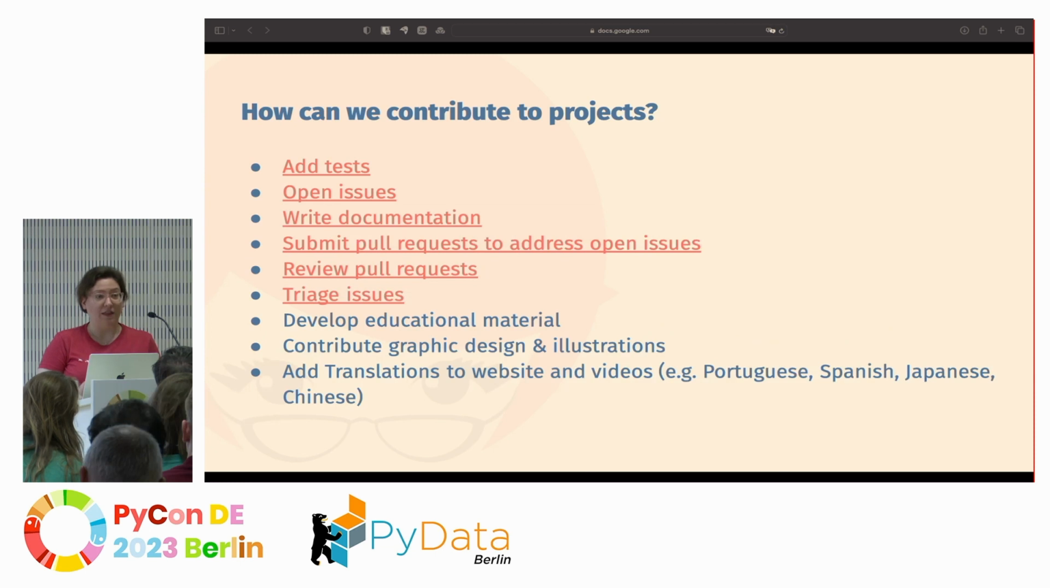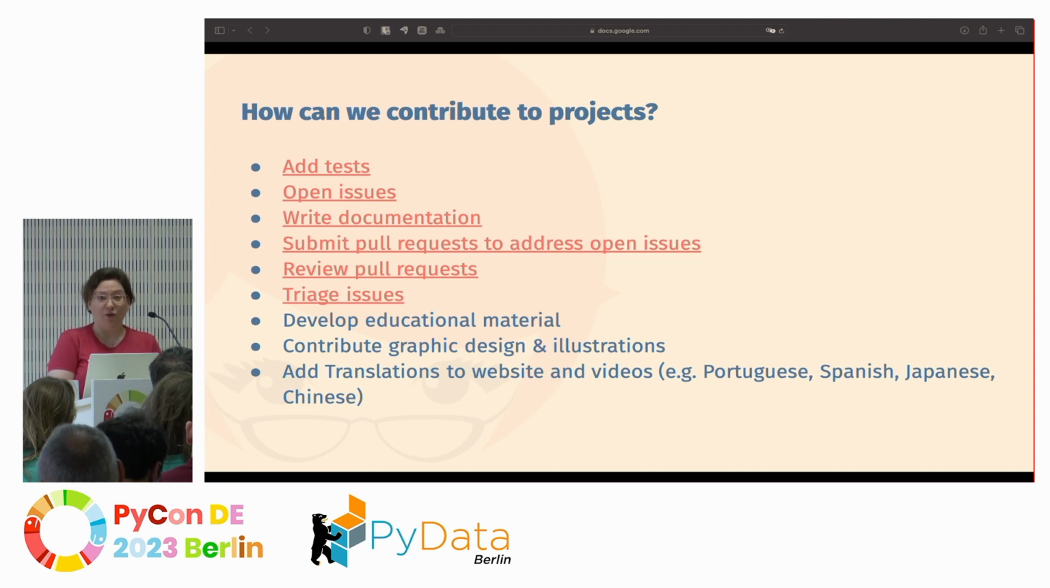There are also a lot of ways to contribute. So when you're like, let's contribute, what are we actually doing here? You can add tests if you understand unit tests and feel comfortable. You can open issues, and especially when we do new releases, that can be very helpful. I think you heard about that yesterday. You can write documentation, make sure that things that are either not explained or not explained well enough are explained better for future users. You can submit pull requests to actually address open issues and try to resolve them.